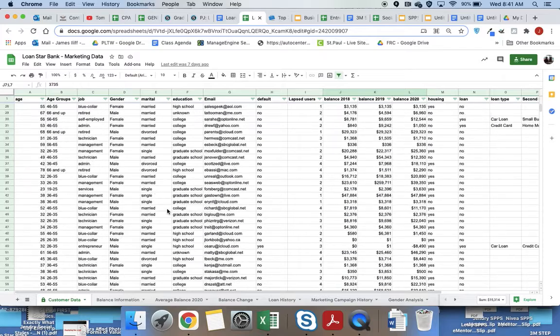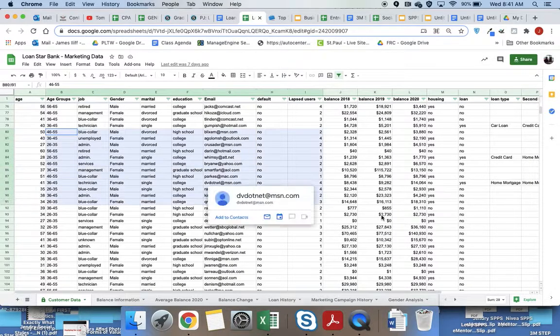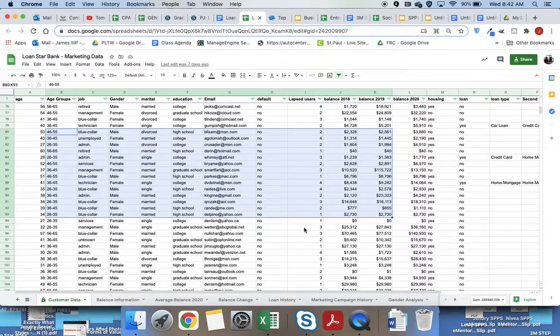All right. So we don't do data analytics out of raw data. This is raw data. What we like to do is summarize that data. So if you look at the bottom here, there are all these tabs.